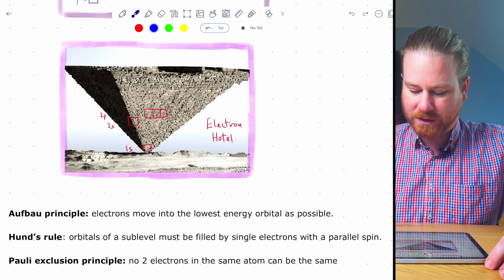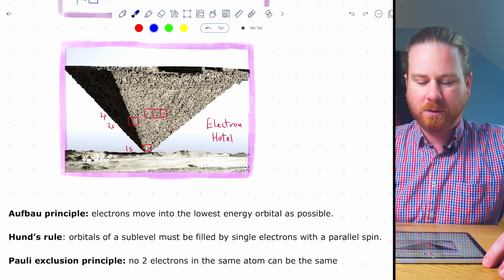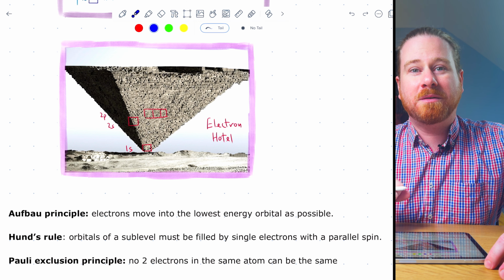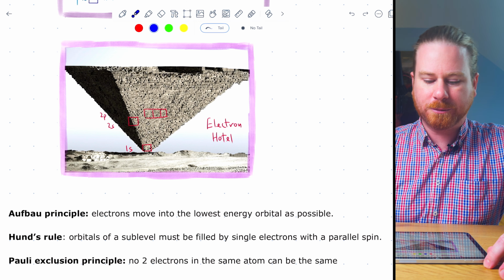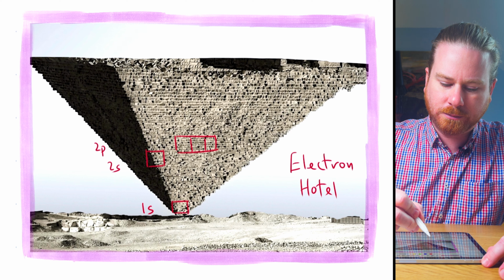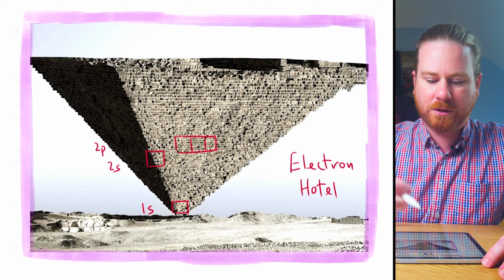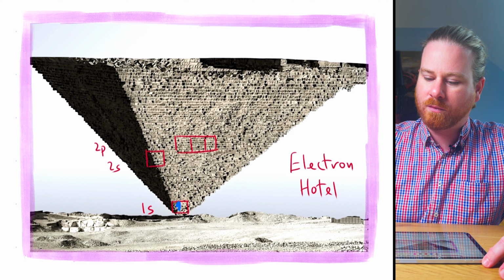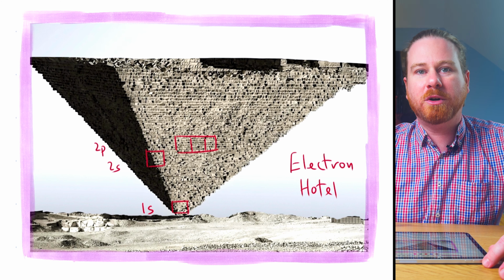Electrons move into the lowest energy orbital possible. So you always fill from the bottom, basically. In our electron hotel, the electrons are finding the room closest to the door, ideally on the ground floor. That means the 1s orbital is going to get filled up first. So we're looking at hydrogen. Hydrogen has 1 electron, and its 1 electron is going to go into the 1s orbital. It's not just going to go crazy and start going into a 2p orbital. We're always filling from the bottom.